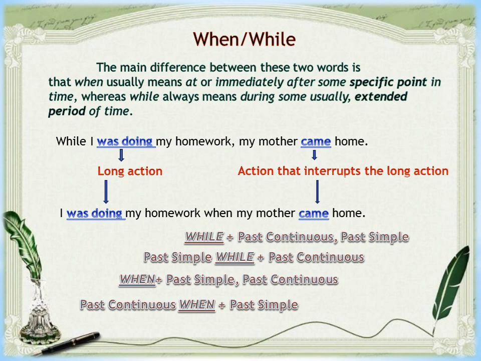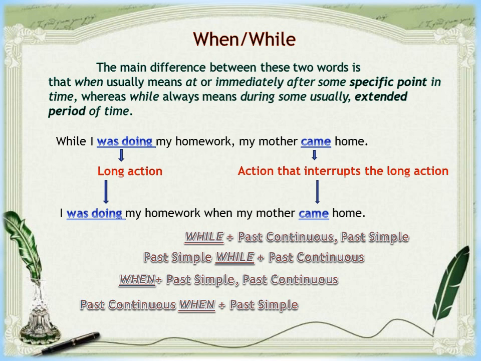When, while. The main difference between these two words is that when usually means at or immediately after some specific point in time, whereas while always means during some usually extended period of time. For example, while I was doing my homework, my mother came home. Was doing, it's a long action. Came, it's an action that interrupts the long action. I was doing my homework when my mother came home.